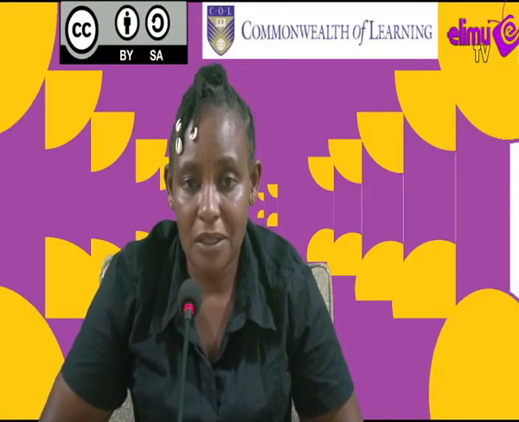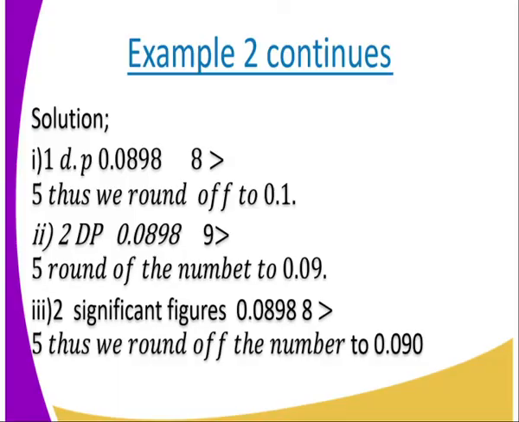We have still another example: round up to the nearest 1 decimal place, 2 decimal places, and 2 significant figures. Solution. At 1 decimal place, we just look at the first decimal place. After the decimal, what is the first value? It is 0. The next one is 8. So 8 is greater than 5. So we round up. That one becomes 0.9.